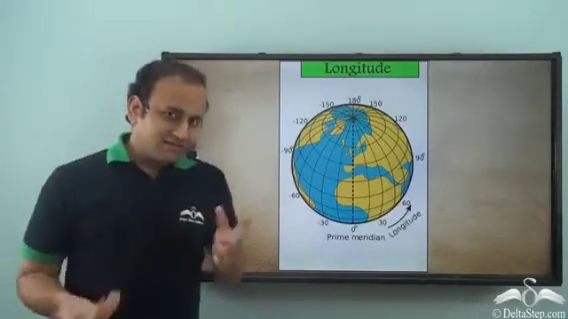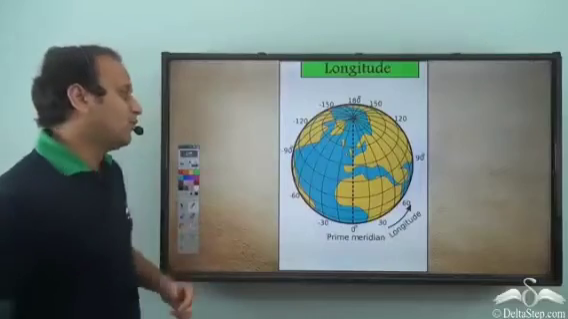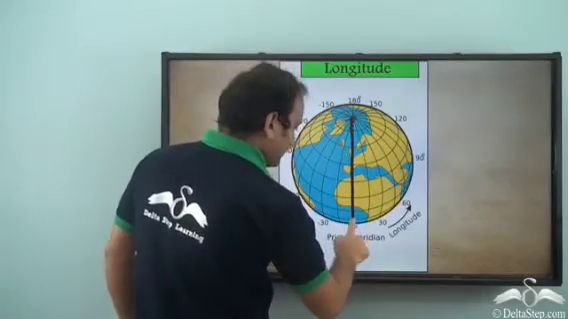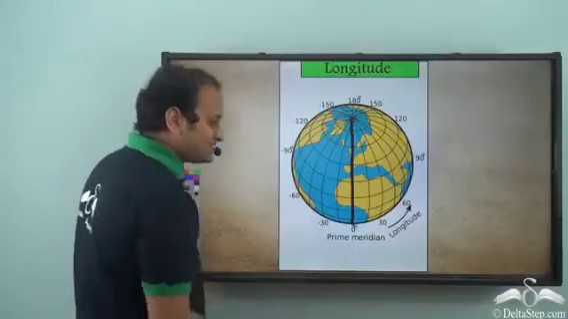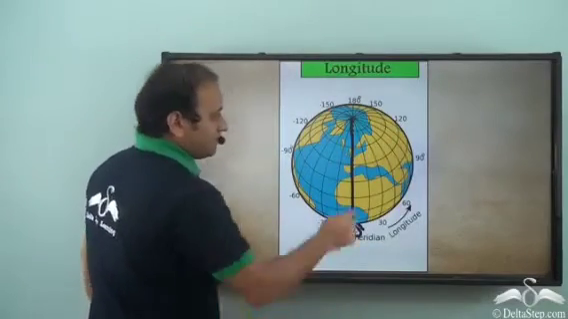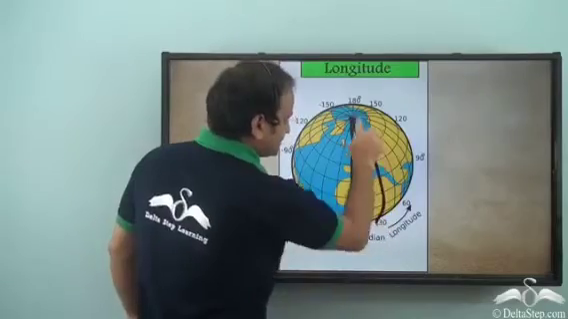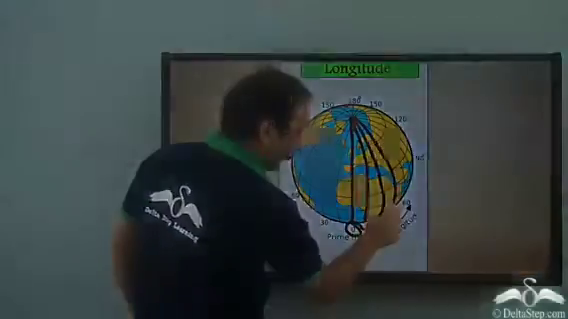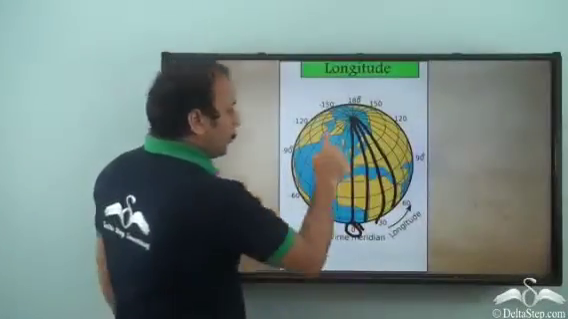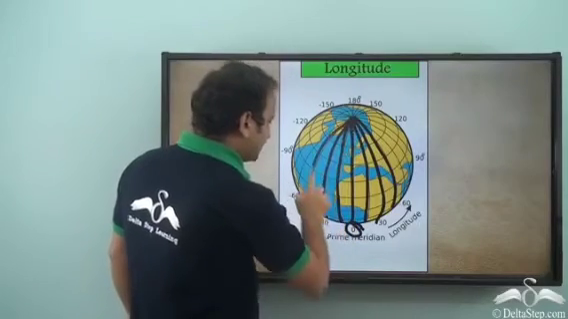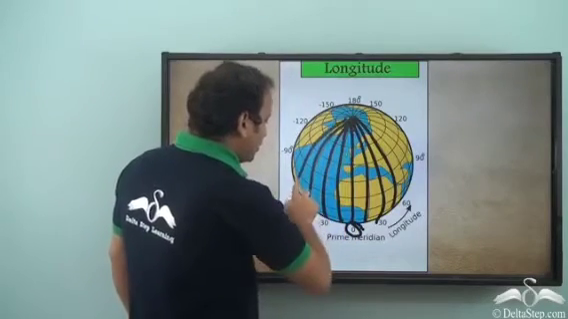Now, another important line is the longitude. How are longitudes drawn? Well, this is the prime meridian, and taking the prime meridian as base at 0 degree, we have drawn a number of lines on the planet Earth. So they all start with the poles and end at the poles. So all these lines here are drawn like this, and these are the longitudes.